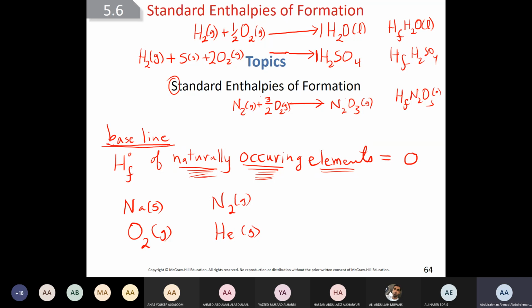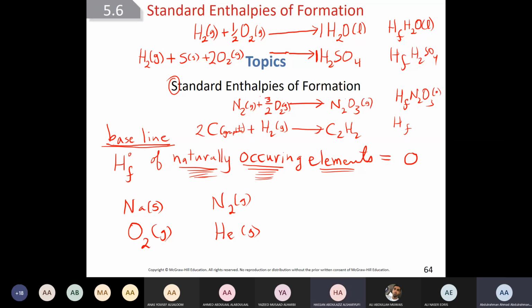Last thing. How about if I want C2H2 compound? What's the heat of formation? 2C solid. Actually, it's solid, but we will always go for graphite, because it's available as graphite. Plus what? H2 gas. You're done.